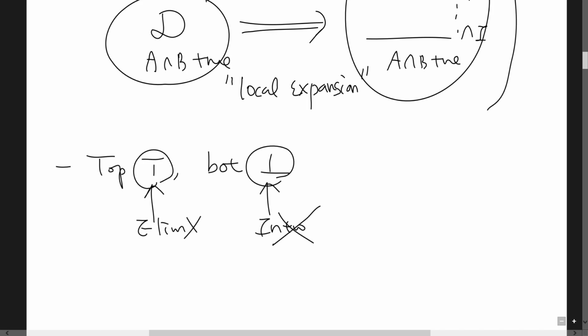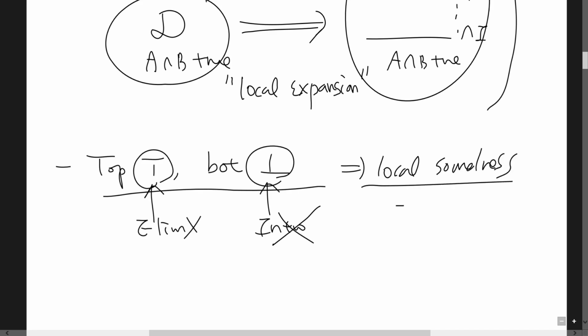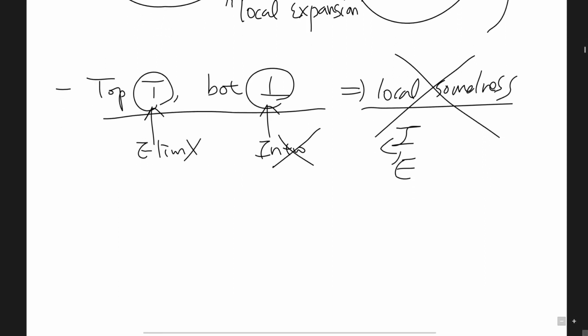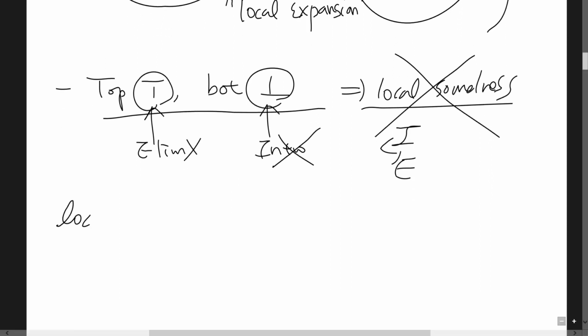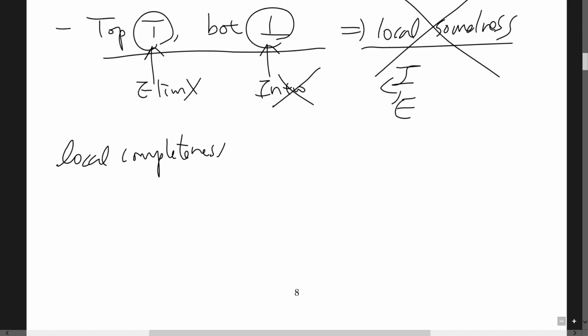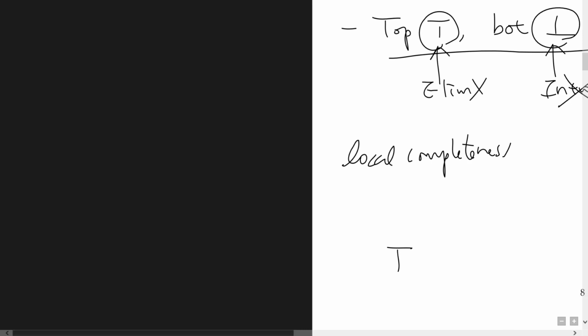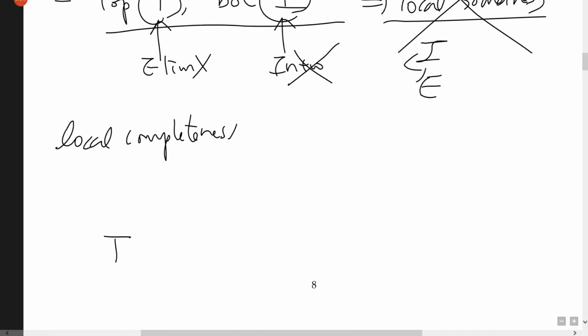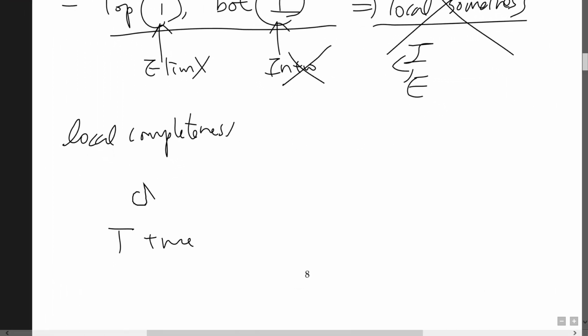Therefore, we cannot talk about local soundness simply because we can never build this detour of the form intro followed by elim. So there's no notion of local soundness. But it turns out that we can actually establish local completeness. So here's an example. Suppose that we have a proof of top true. How can we expand it? Well, you just apply the introduction rule.